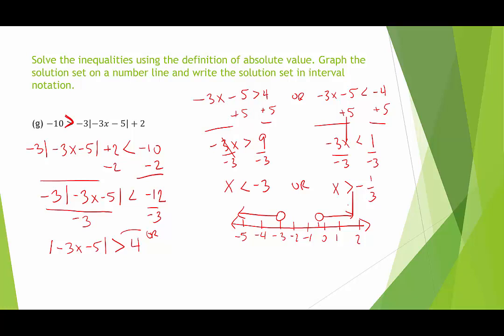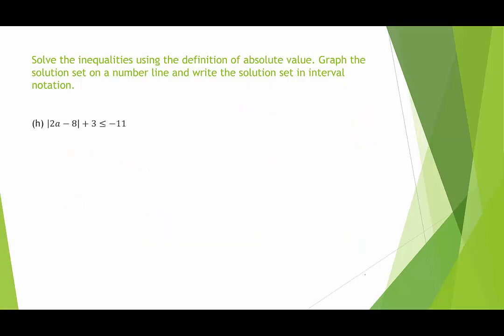In interval notation, to represent x is less than negative 3, we would say that's negative infinity to negative 3. And we don't include negative 3, so we use a parenthesis, or negative 1/3 to infinity. All right, and the next slide is our last example.